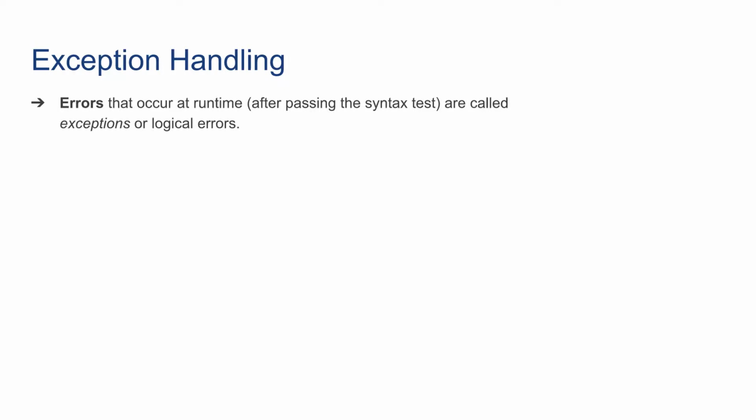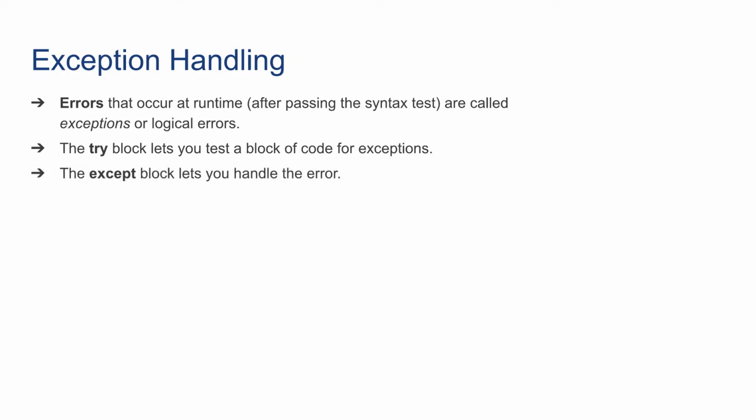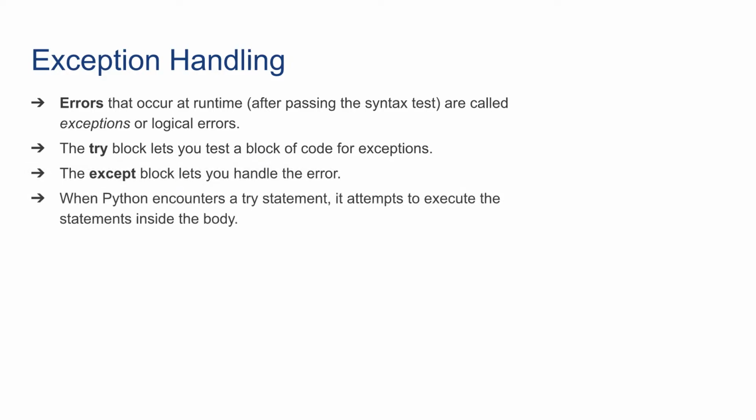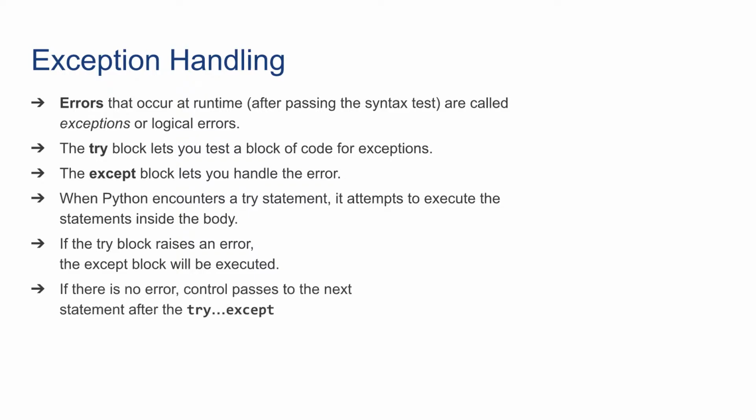In this video, we're going to talk about exception handling in Python. Errors that occur at runtime after passing the syntax test are called exceptions or logical errors. The try block lets you test a block of code for exceptions, and the except block lets you handle the error. When Python encounters a try statement, it attempts to execute the statements inside the body, and if the try block raises an error, the except block will be executed. And if there's no error, the control passes to the next statement after the try and except.